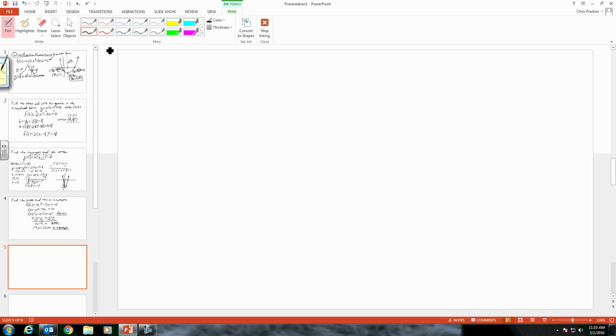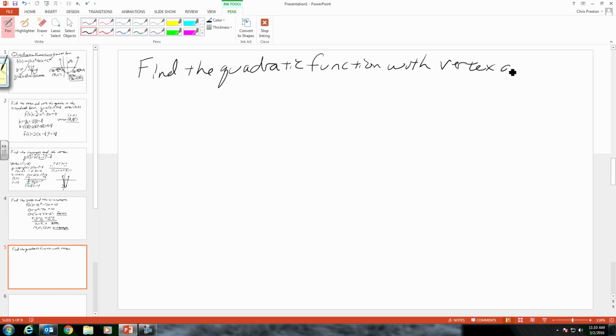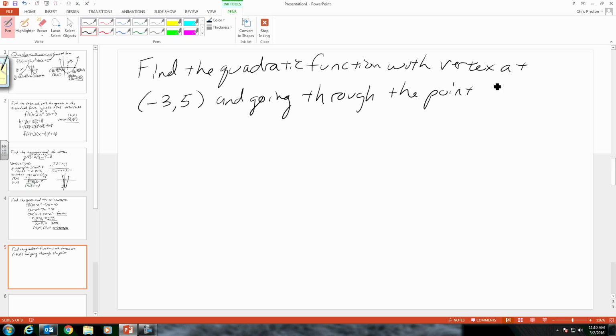Let's say we wanted to find the quadratic equation, or let's say quadratic function, with vertex at -3, 5, and going through the point, I don't know, 6, 1. Okay, so we want to find that quadratic equation.